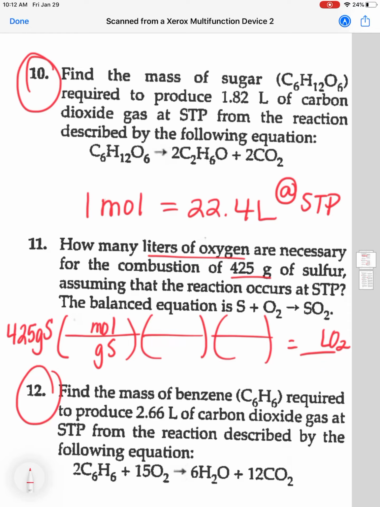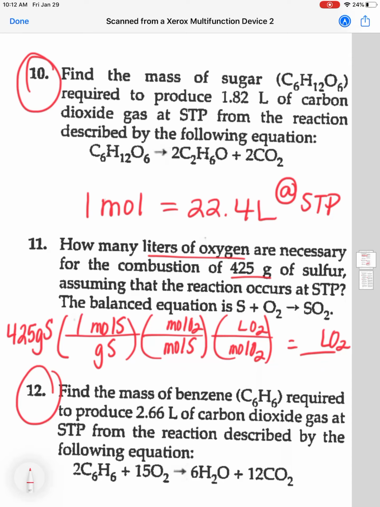All right, in my first factor, I'm going to put grams of sulfur on the bottom because I want to get rid of it. I'm going to put moles of sulfur on the top. I don't want moles of sulfur, so I'm going to put that on the bottom. The mole map says once I get to moles of sulfur, I can change to moles of oxygen using the balanced equation. But I do not want an answer in moles of oxygen, so I'm going to put that on the bottom of my factor. And I'm going to put liters of oxygen on top because that's what I want. So let's go back and fill in our numbers.